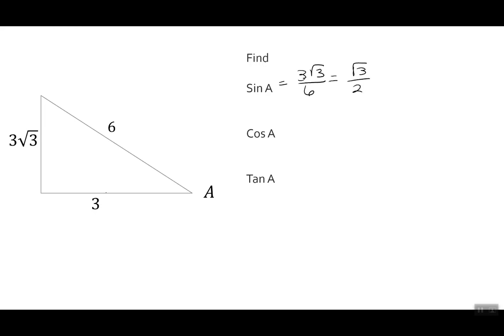For the cosine, I look at the adjacent, 3, over the hypotenuse, 6. Again, I want to reduce. This is 1/2. And the last one says let's do the tangent of A. So that's the opposite, 3 square root of 3, over the adjacent 3, which gives me the square root of 3.